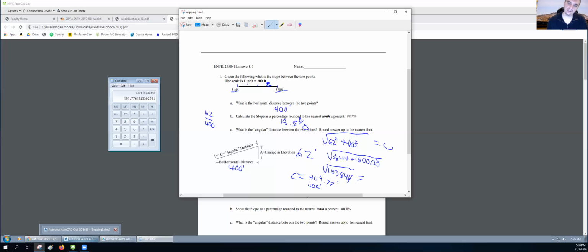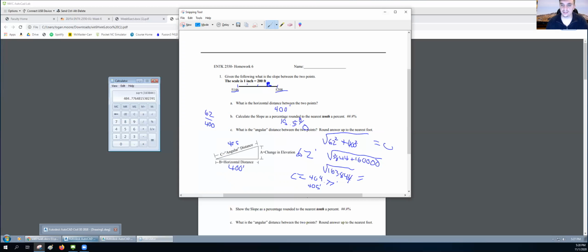And the last thing you do is just look at your triangle. Does that make sense? Yes, it does, because there's not much difference from B, since our elevation change is relatively small. So 405, that would be our answer for C. All right.